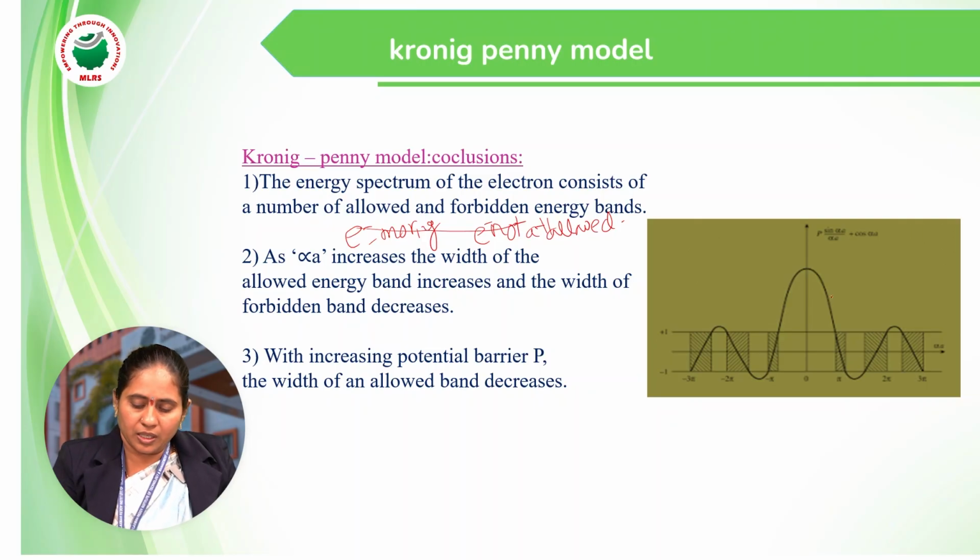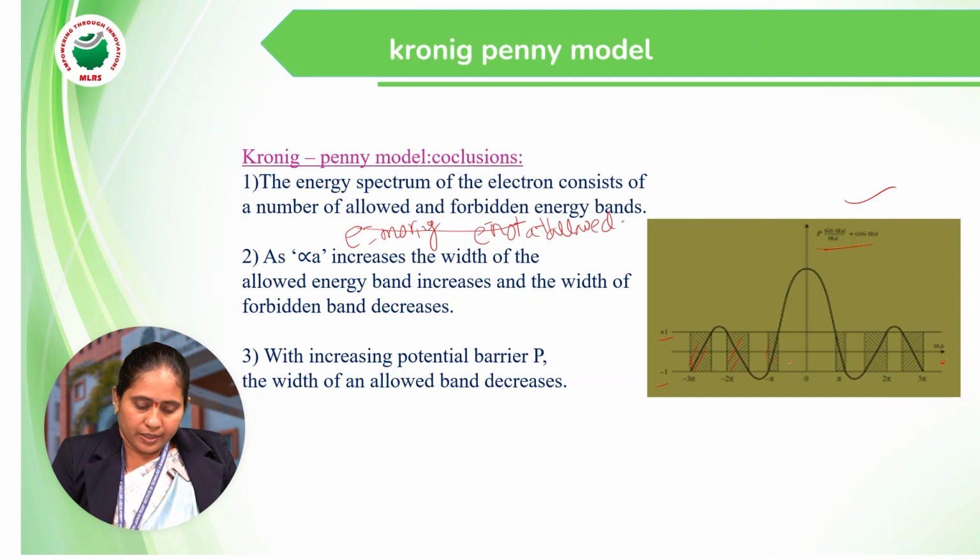See the graph here. On the x-axis the values are alpha A, on the y-axis we have taken the RHS value, that is P sin alpha A by alpha A plus cos alpha A. What are the cos theta values? Upper limit is +1, lower limit is -1. The electron is moving only for values between +1 and -1. If the particle is moving, this is the allowed band. If the particle is not moving, that is not an allowed band.